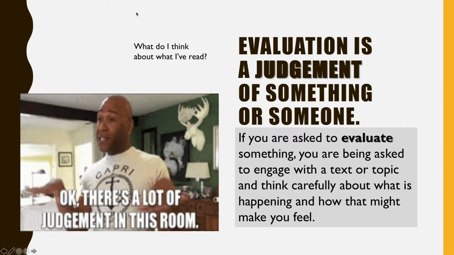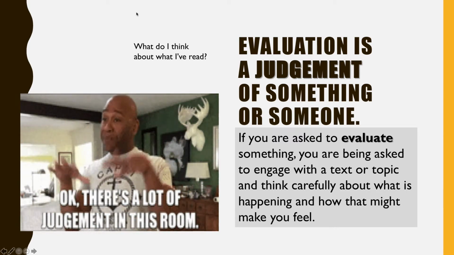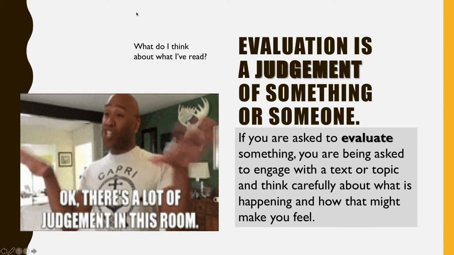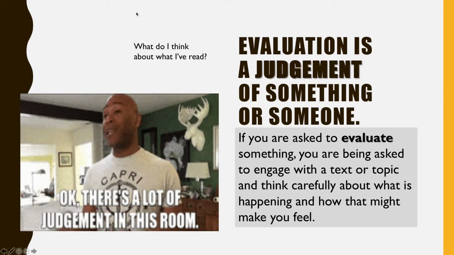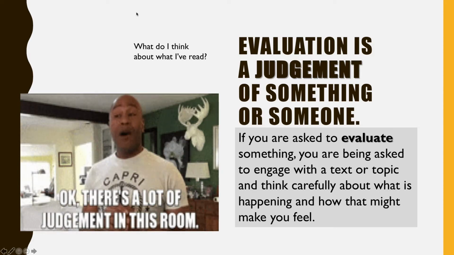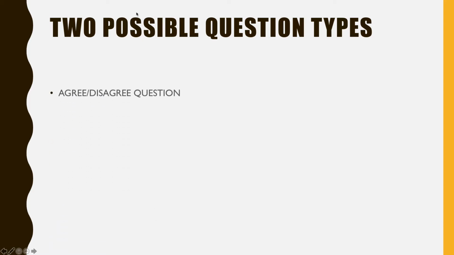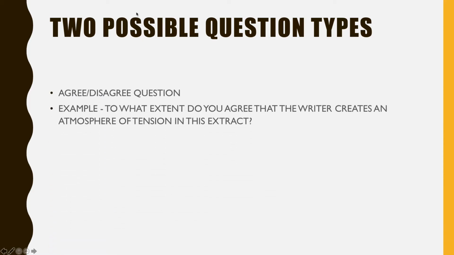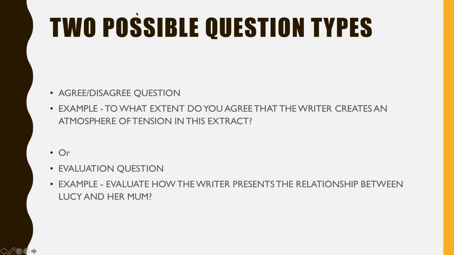If you're asked to evaluate something, you may be asked to engage with the text and think carefully about what's happening and how that makes you feel. So it might be, what do you think about what you've just read? Do you agree with a statement or not? What can you say about how the text works? So there are two possible question types. First is an agree or disagree question. For example, to what extent do you agree that the writer creates an atmosphere of tension in this extract? Or it can be some sort of evaluation question: evaluate how the writer presents the relationship between Lucy and her mum.